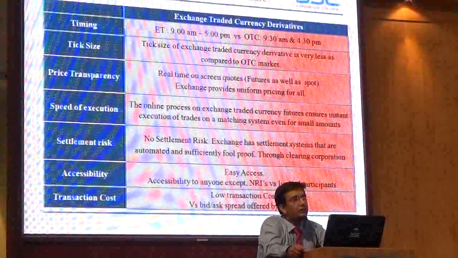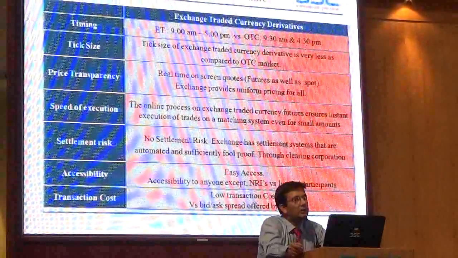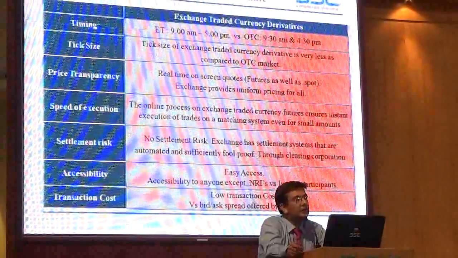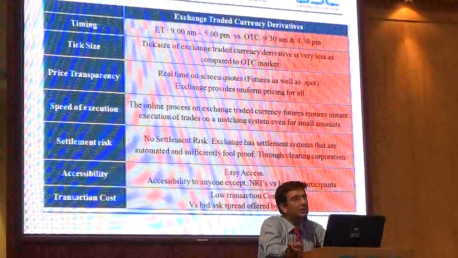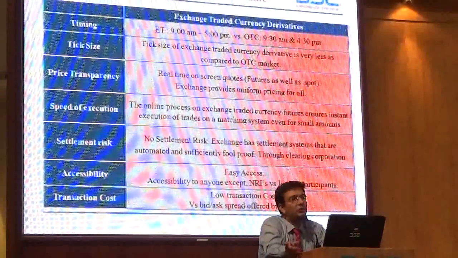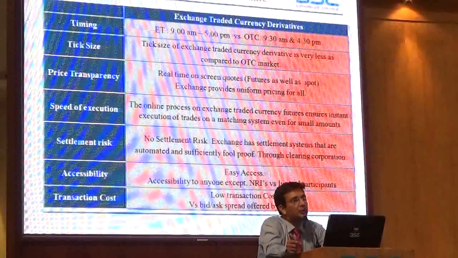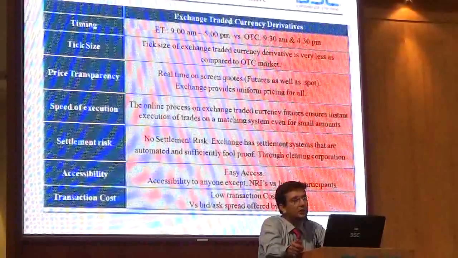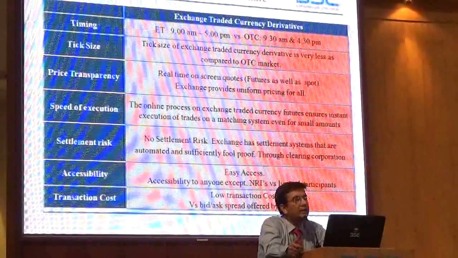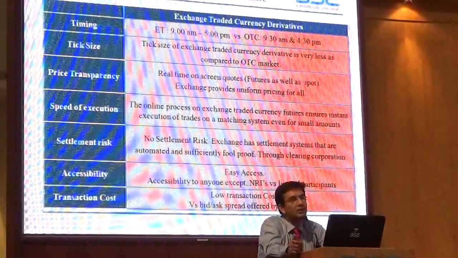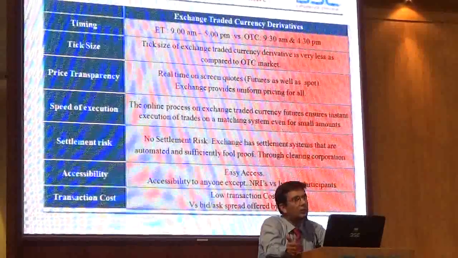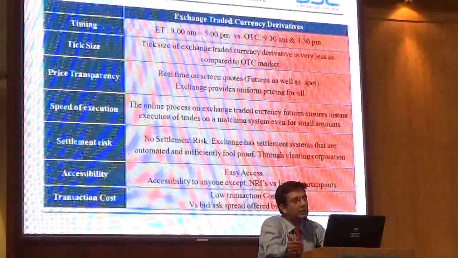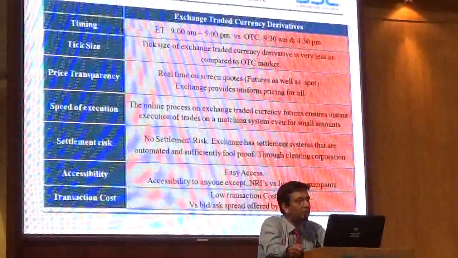What is the benefit of the exchange traded market over the OTC market? The timing is 9 to 5, whereas in the OTC forward market it is from 9:30 to 4:30. So the gap up and gap down in the market can be capitalized on in the exchange traded market rather than the OTC market. Tick size on the exchange is a quarter paisa, compared to 1 paisa in OTC. So anytime it is better than the OTC market.